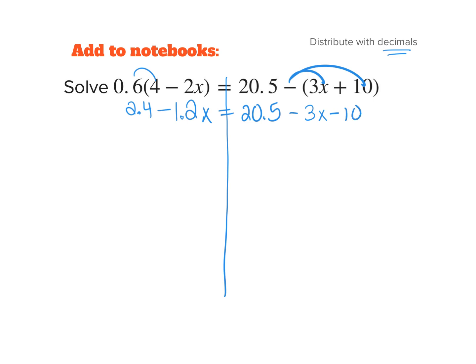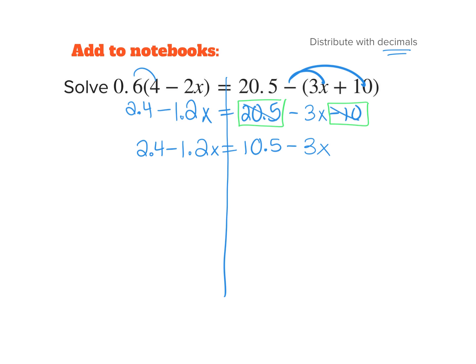Then I'm going to go ahead and see if there's any terms to combine. And I had nothing on the left, but on the right side, I've got 20.5 minus 10. Notice I'm taking the sign in front of that number. And so 20.5 minus 10 is 10.5. All right, and I still have minus 3x, and that leaves me with the left side of 2.4 minus 1.2x. All right, we've got our terms combined.